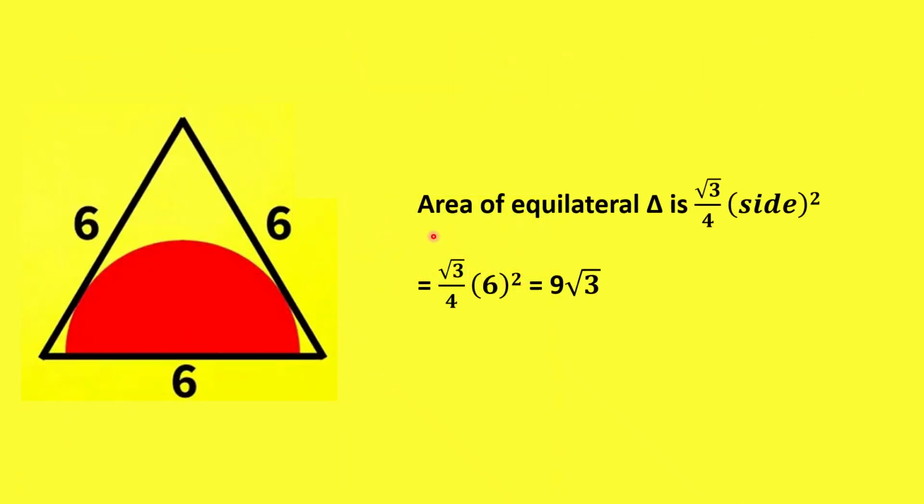First of all, we determine the area of the equilateral triangle. The formula for equilateral triangle area is given by root 3 by 4 into side square. The side is 6, so root 3 by 4 into 6 square. 6 square is 36, 36 by 4 is 9, so we get 9 root 3. 9 root 3 is the area of this equilateral triangle.